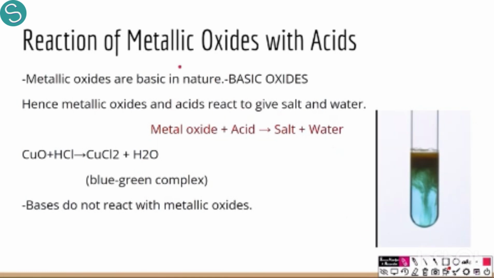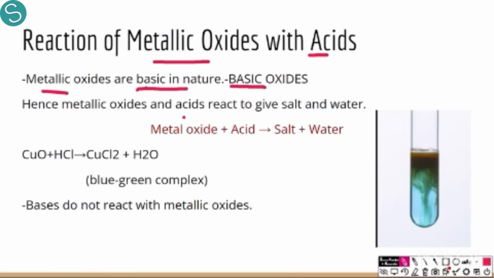The next reaction which we have is the reaction of metallic oxides with acids. First of all, metallic oxides are the oxides of metals, which we have studied in metals and non-metals as well. We know that they are basic in nature. How do we know that? We made a solution of metallic oxides and we checked it with indicators. So by that we know that they are basic in nature. So we also call them basic oxides.